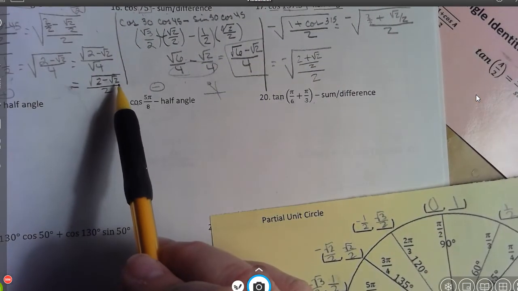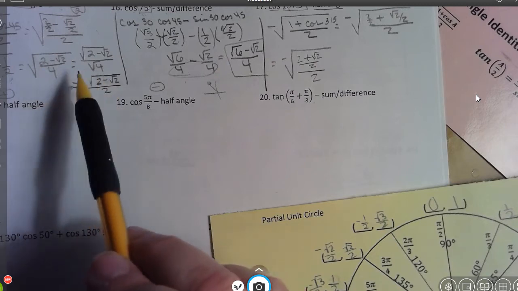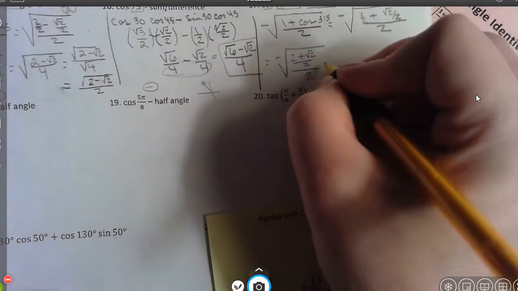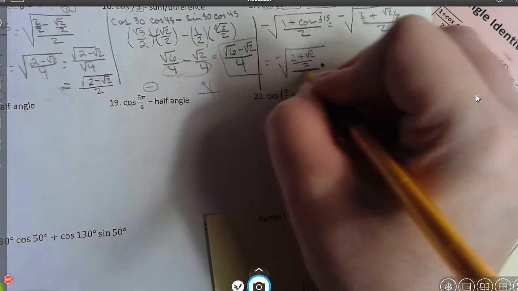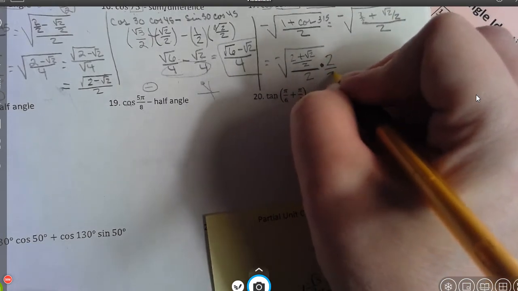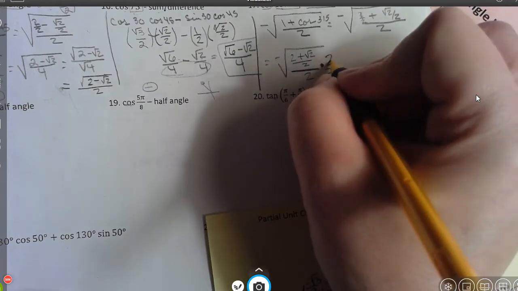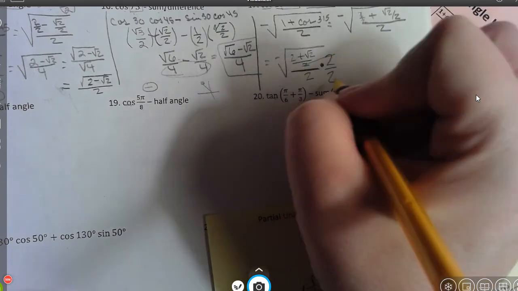Since on this first one over here, I simplified the way I did with keep, change, flip, I'm going to show you this one. There is another way you can do this. If I multiply this big fraction by a big fraction of 2 over 2, this 2 cancels with that.